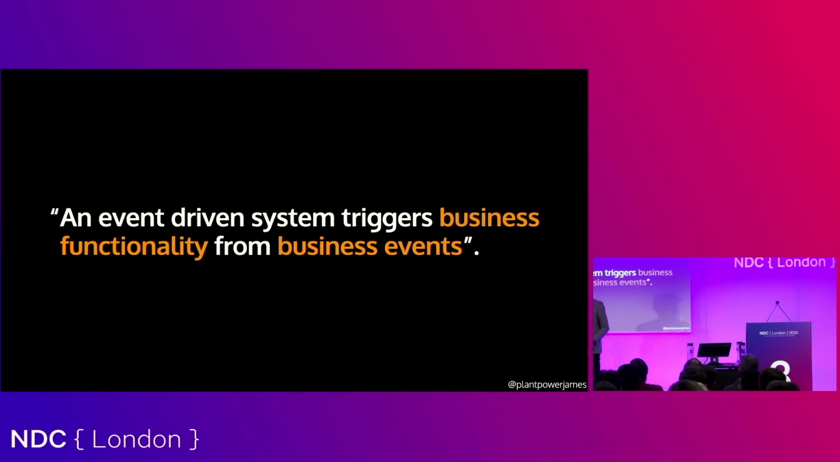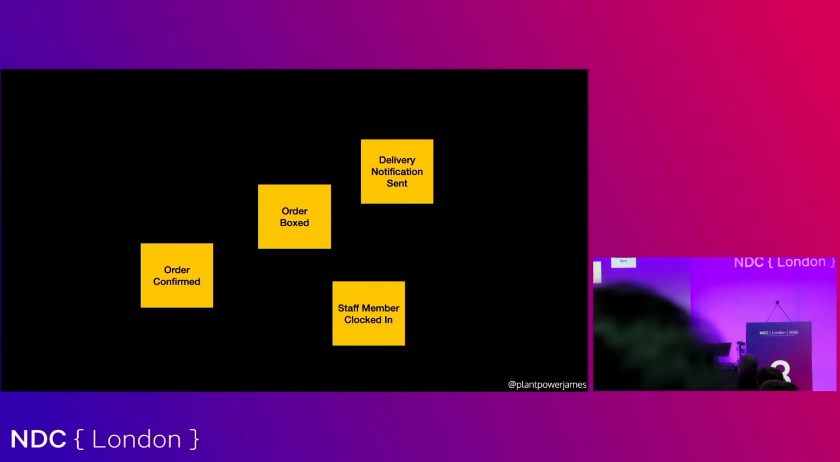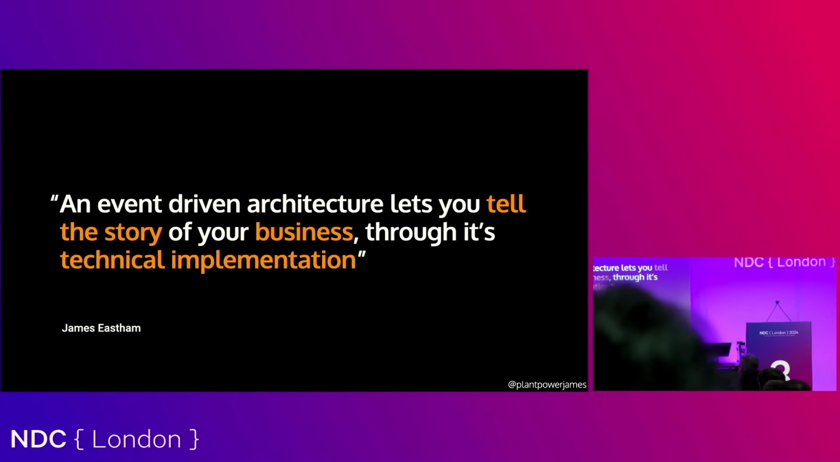An event-driven system uses events like these: order confirmed, pizza boxed, staff member clocked in. These are events that are unique to your business. You could look at two identical businesses in the exact same domain, and whilst they might both be triggering functionality off things like S3 object created, they will have a fundamentally different set of business events that are unique to your business. You're letting the language, the story of your business, drive its technical implementation, and that's what event-driven architecture can give you, this shared language.